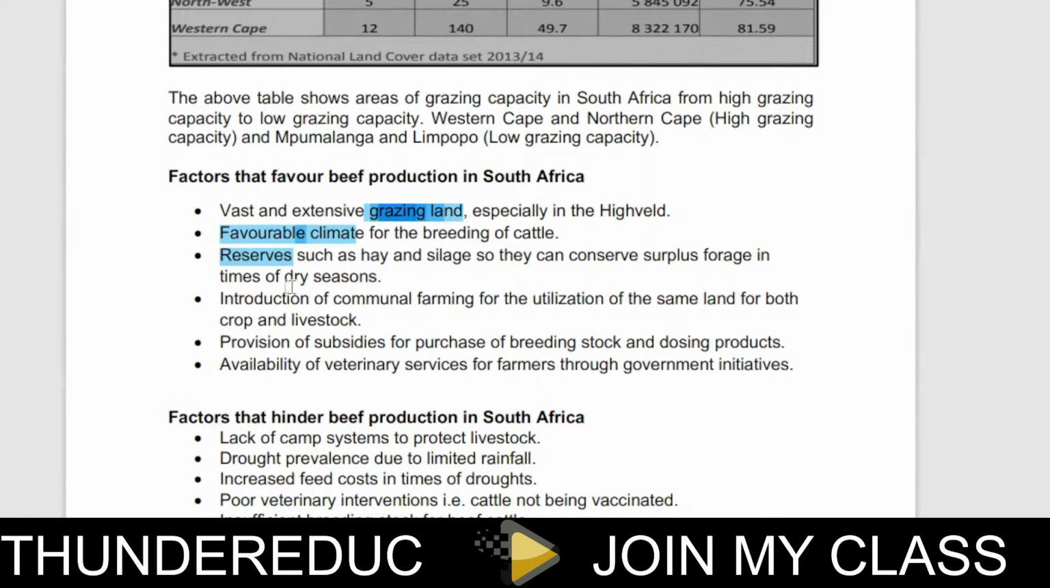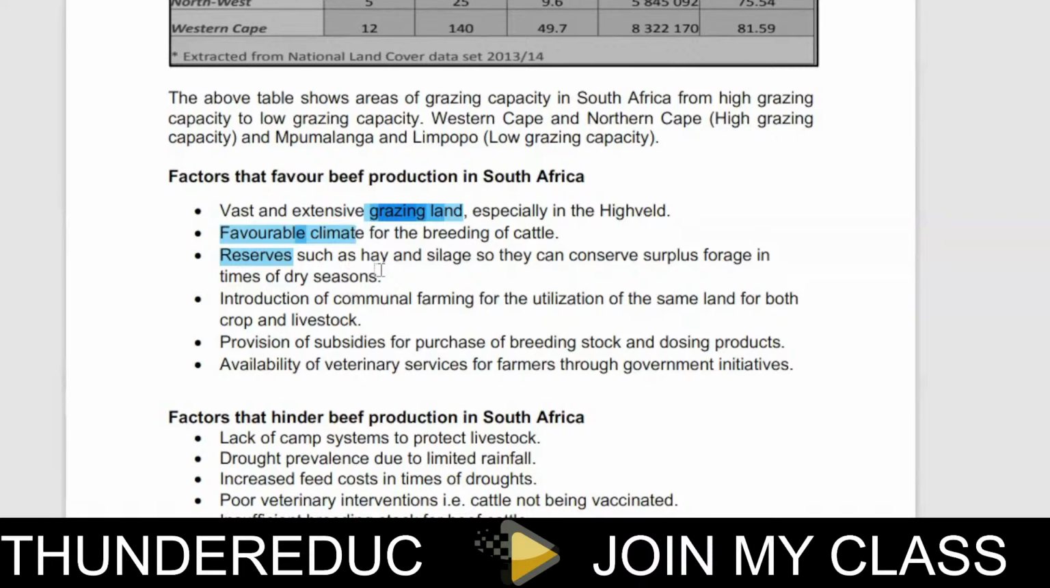Then you look at reserves such as hay and silage, so that they can conserve surplus forage for the times of dry season. I think you remember very well that South Africa experiences mainly seasonal rainfall in the interior. In the interior, during summer, that's when the country experiences most of its rainfall, and in winter, there is less rainfall. So what will happen if we don't have rainfall that can favor the growth of pasture for animals? They have to have reserves of this hay and silage.